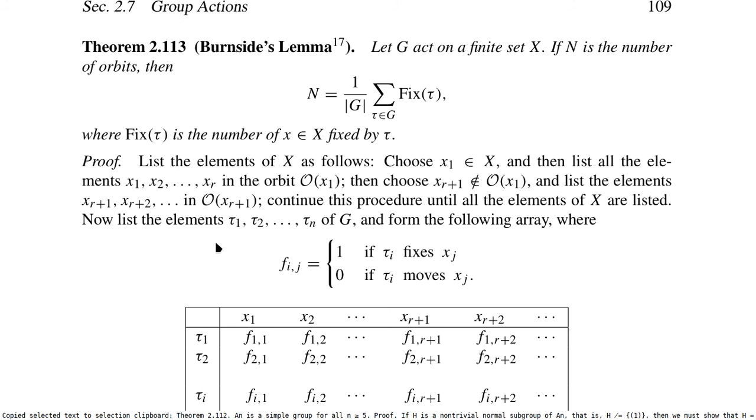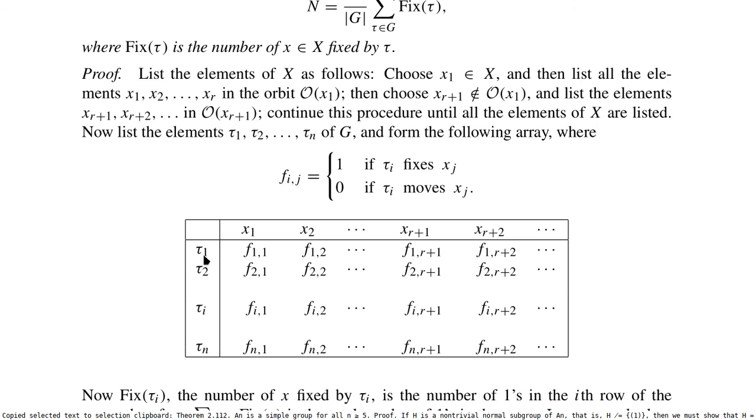Then you choose an x r plus 1, which is not in the orbit. Then you list the elements r plus 1, r plus 2, till the end of the orbit of x r plus 1. Okay, so you continue this procedure. You can think of it like this: you take an element, you have an orbit of it, and you contain these elements up to r. Then you choose the next, r plus 1, which is not in the orbit, and you create another orbit for that, and then continue from there, r plus 1, r plus 2, until the end.